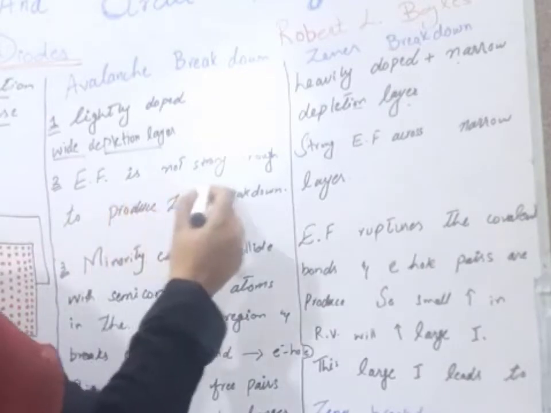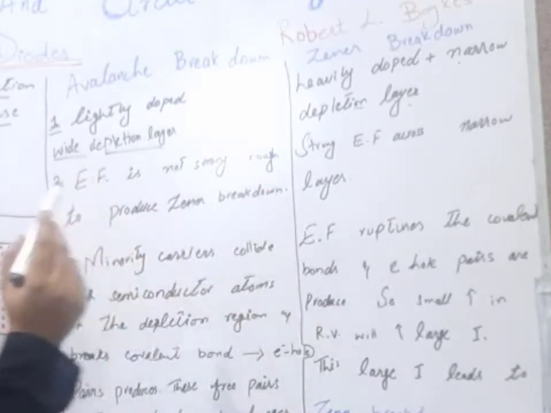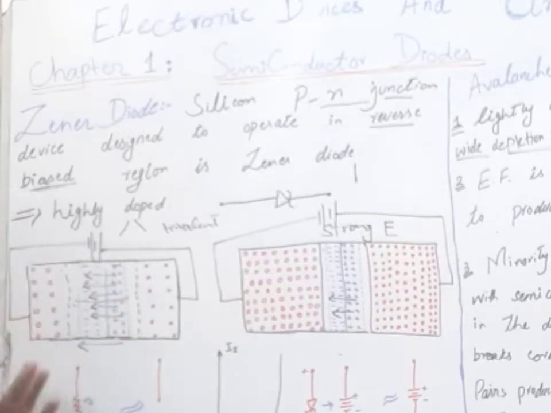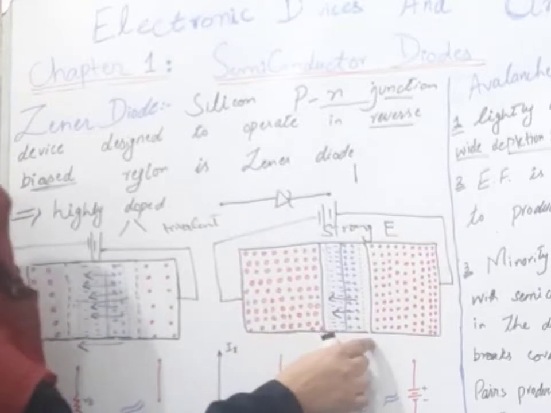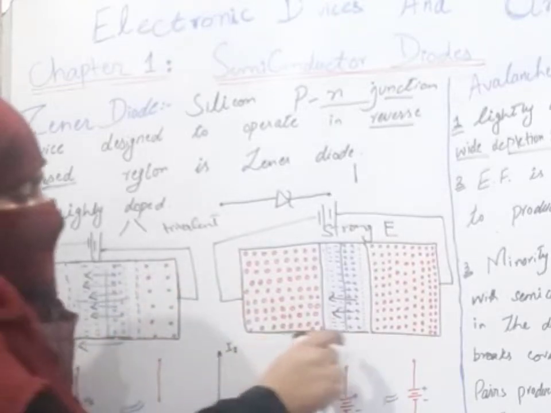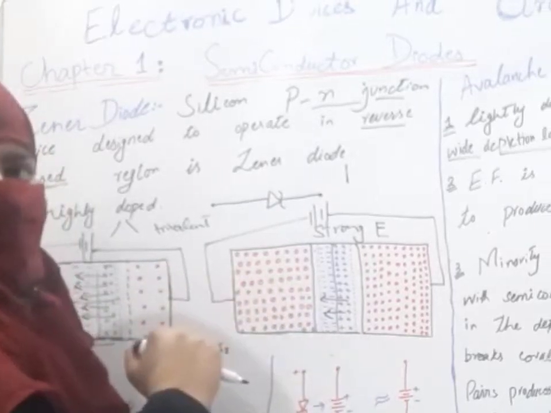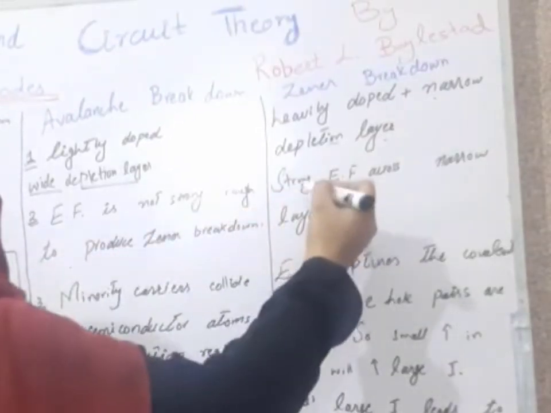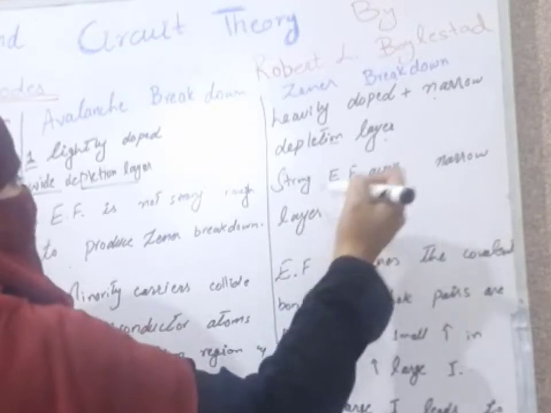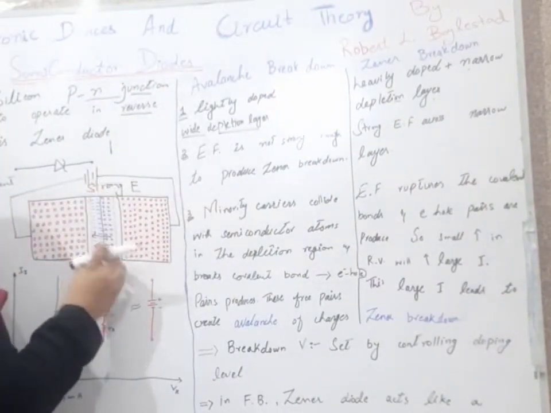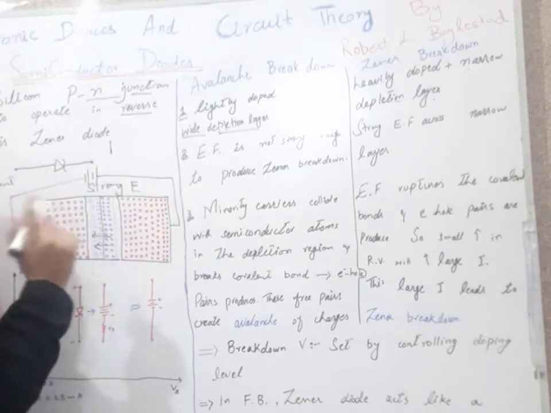In the lightly doped case, the electric field is not strong enough to produce the Zener breakdown. The electric field will exist, but it will not be too strong. But here the electric field will be very strong, and this electric field will break the covalent bonds. This is the narrow layer, and across this narrow layer we will have a strong electric field.